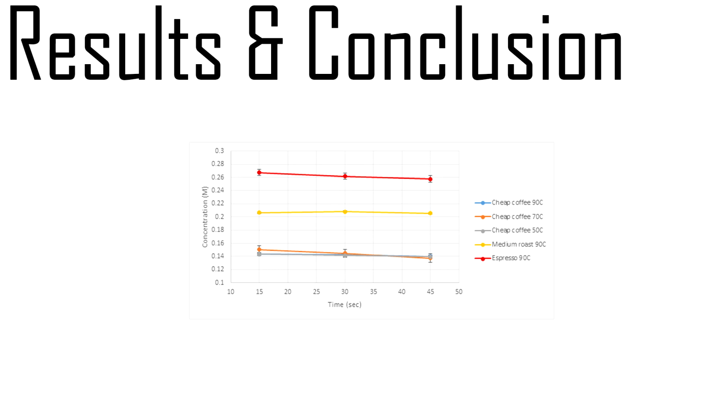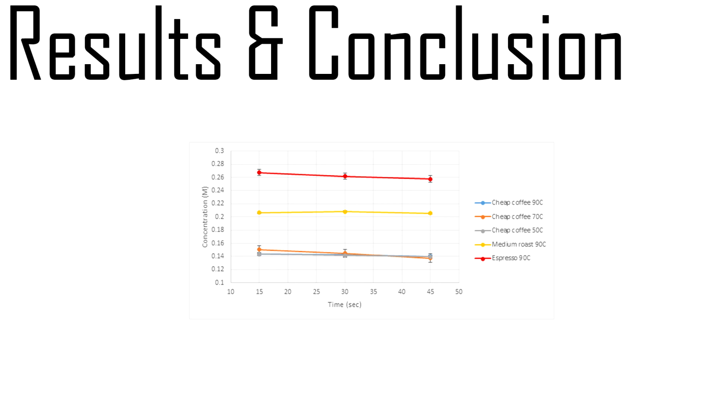Now that we've discussed how to complete the trials and actually get your data, we can go over our group's results, which can be seen on the screen right now in a time versus concentration graph. Now, this graph includes both variables tested, being the cheap coffee run at 90, 70, and 50 degrees Celsius, along with the 3 different types of coffee that were run, being cheap coffee, medium roast, and espresso. So the first variable that we can go over is the type of coffee, as that was the most impactful.